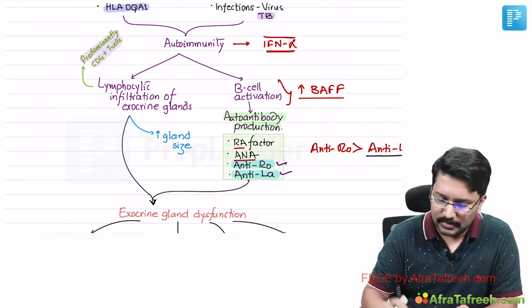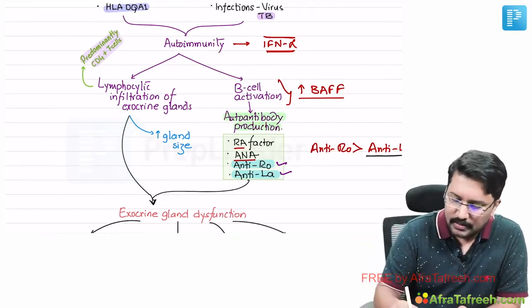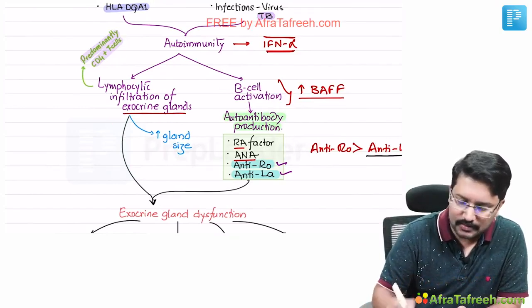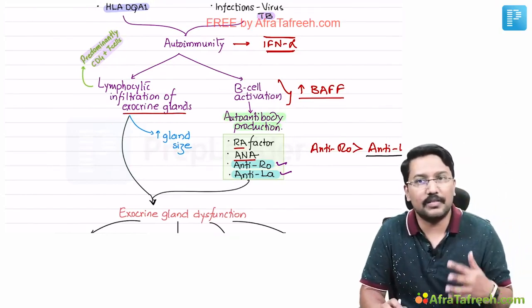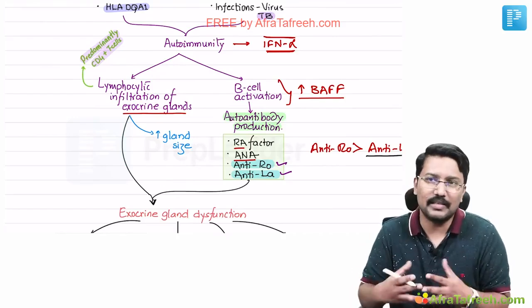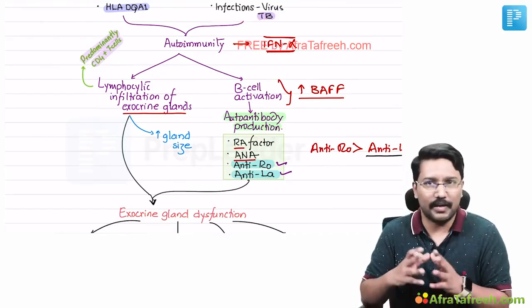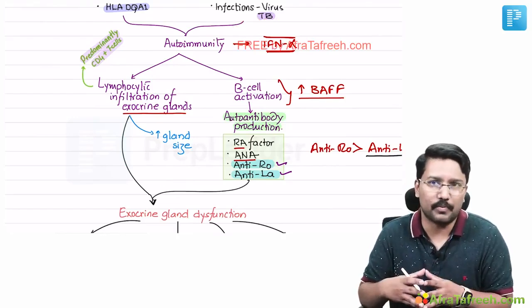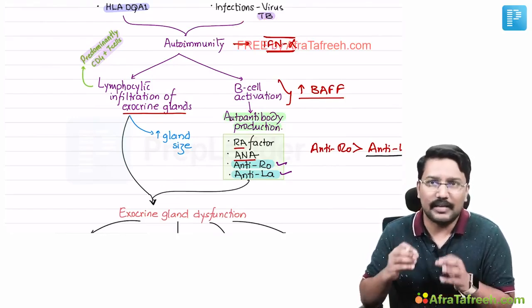Okay. On the other side, there is also lymphocytic infiltration of the exocrine glands. And this lymphocytic infiltration is the one important factor that is responsible for increase in gland size. The gland size increase is mainly because of this. It is not because of the gland hypertrophy. It is because of the cell infiltration.